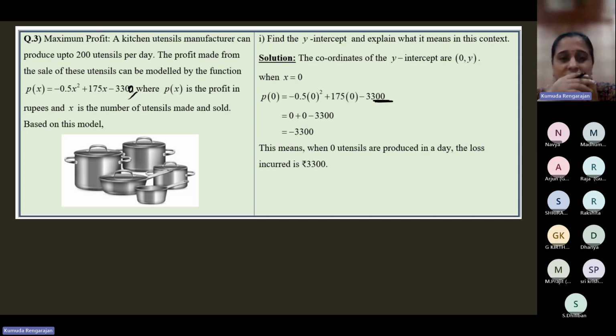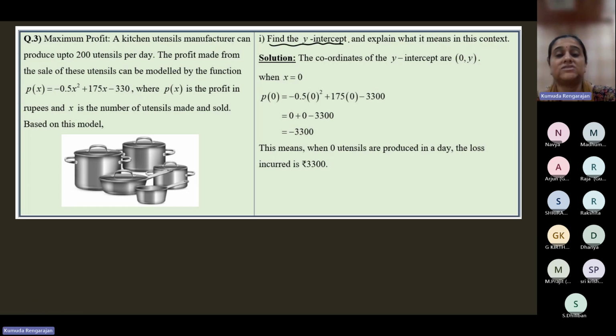What to understand from this function? P of X is the profit in rupees. P of X is just a profit in rupees. So whatever you get, that is a profit, whether 100 rupees or thousands of rupees, whatever. And X is the number of utensils made and sold. Okay. So we need to answer the questions based on this information.